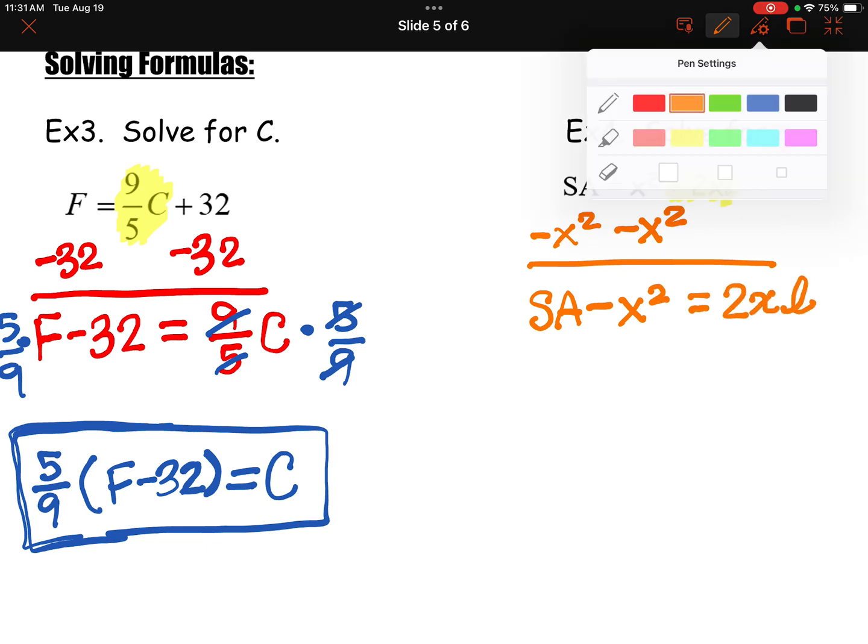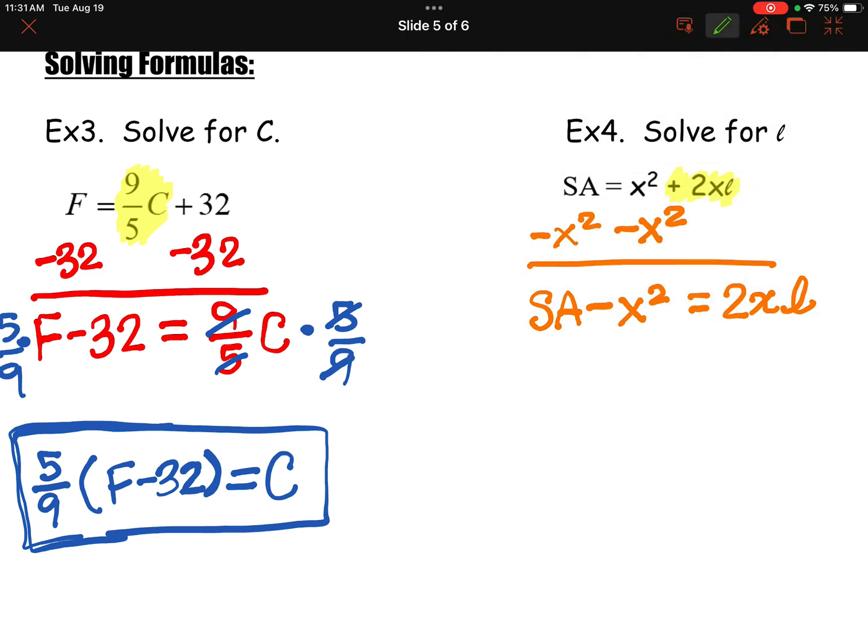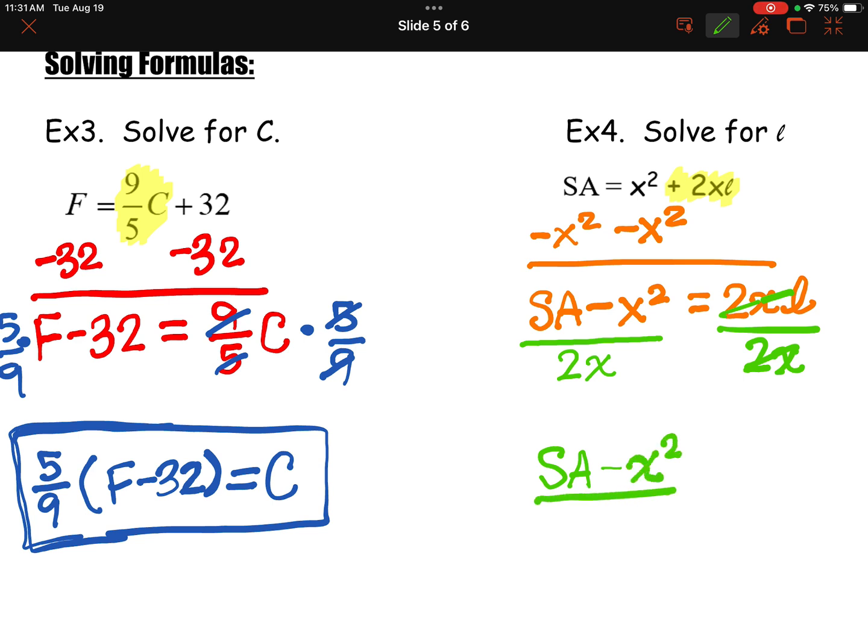And remember, 2XL is just one big multiplication problem. So now I'm going to go ahead and divide by 2x. And this is where I don't know what divide by 2x is unless I know what x is. So I can just put one big fraction bar on this side and put it all over 2x. I do not have to do that individual division like I had to do on examples 1 and 2. So the final new formula is just surface area minus x squared over 2x equals the slant height L.